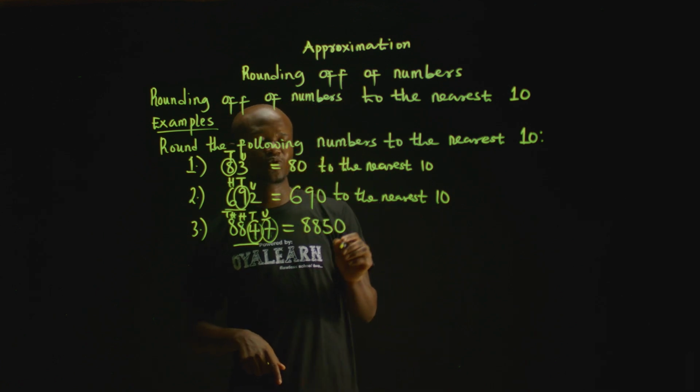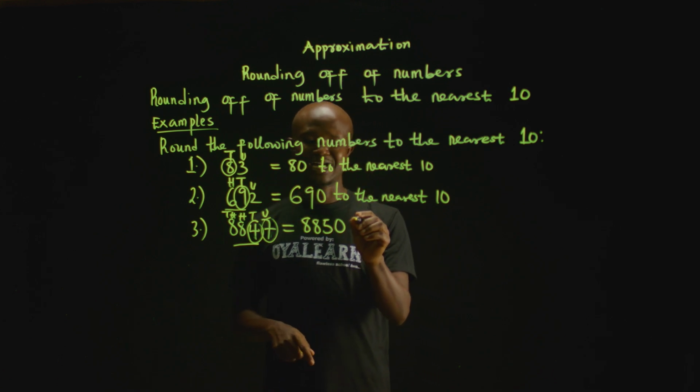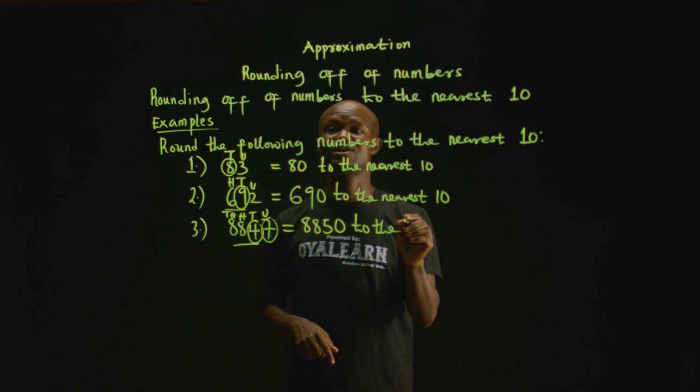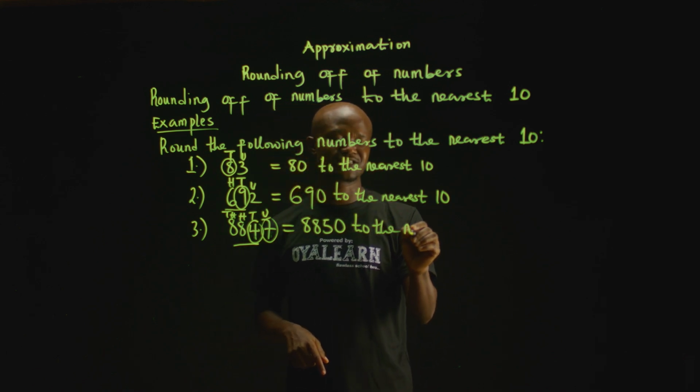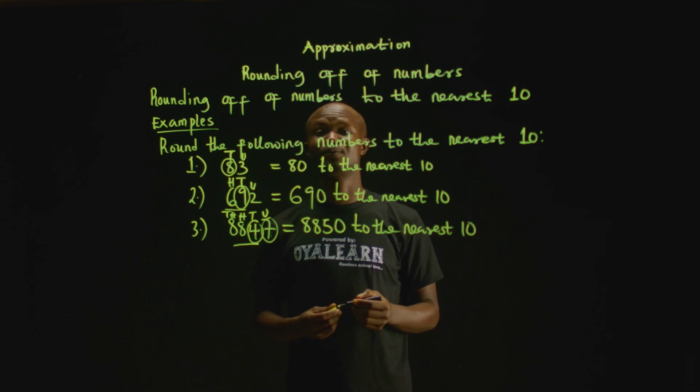So in that case, what do we have? We have 8,850 as an approximate to 8,847 to the nearest 10. That is the solution to the problem. Thank you.